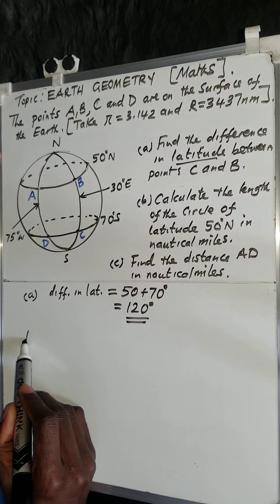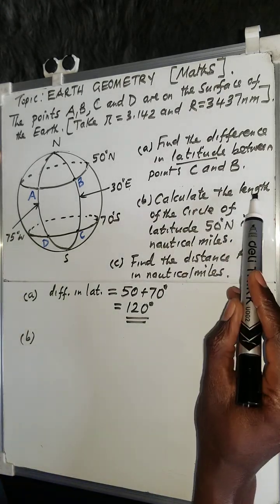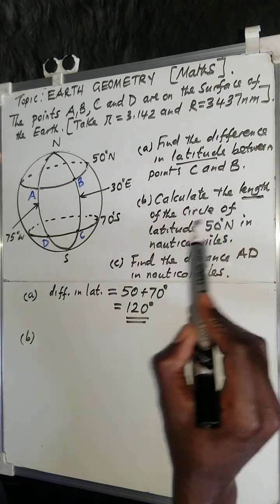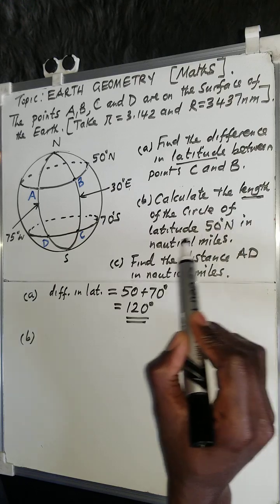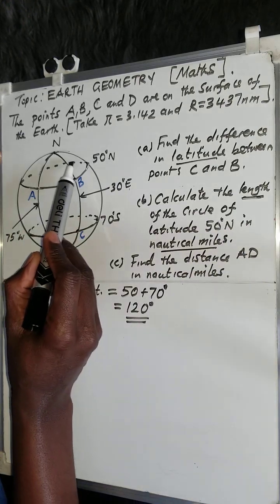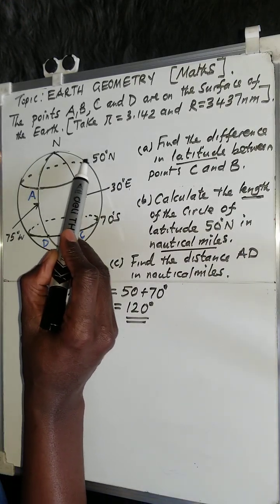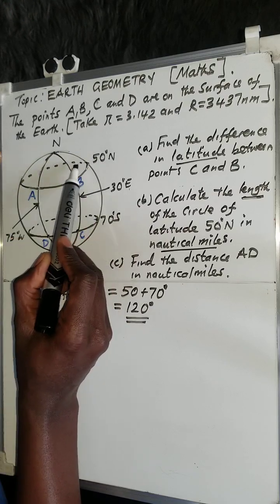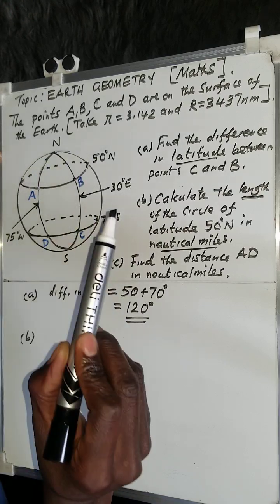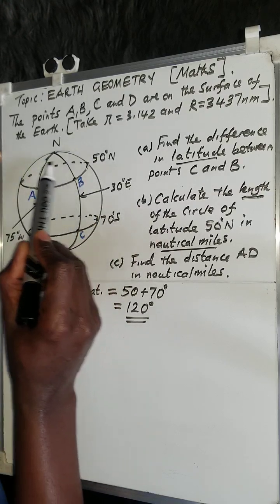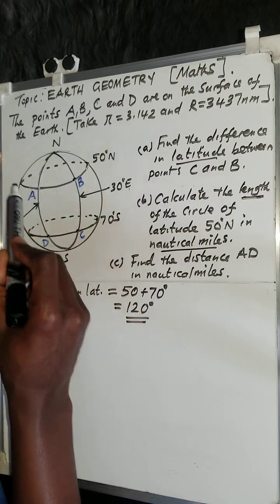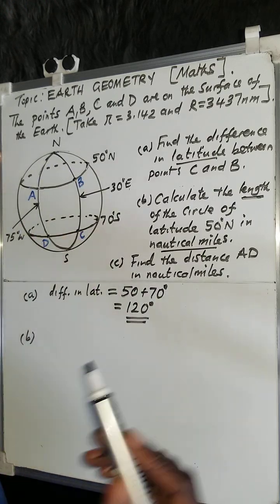Now let's look at the B part. The B part says calculate the length of the section of latitude 50 degrees north in nautical miles. So they want us to calculate the length of this latitude 50 degrees north. So what is the length? Remember, the length is the same as the circumference or the perimeter around that one.